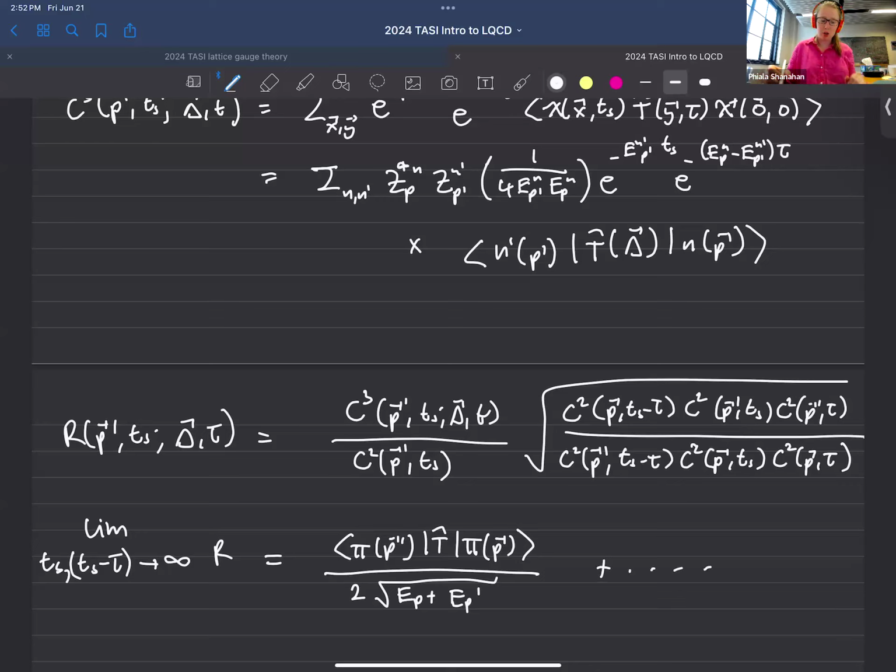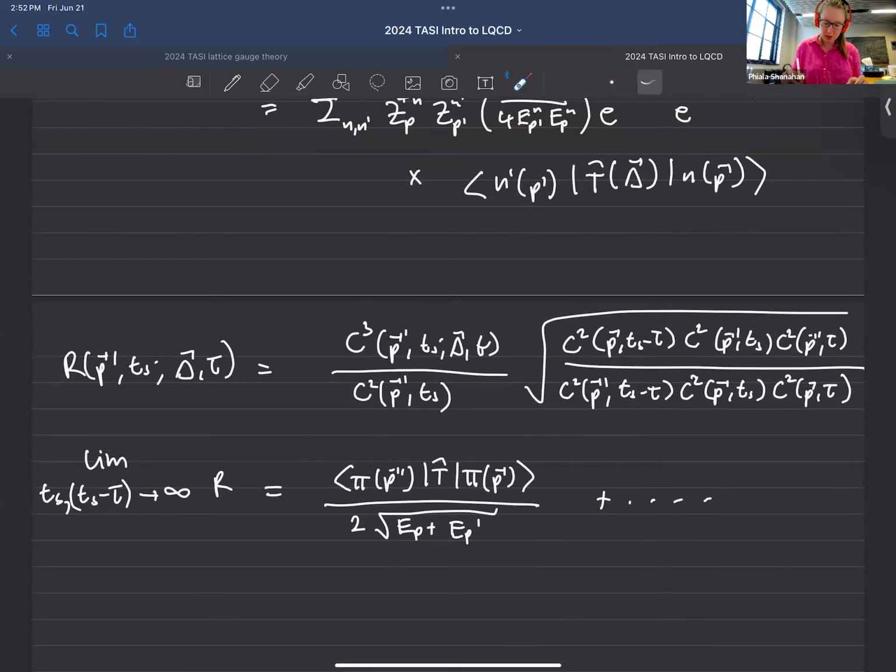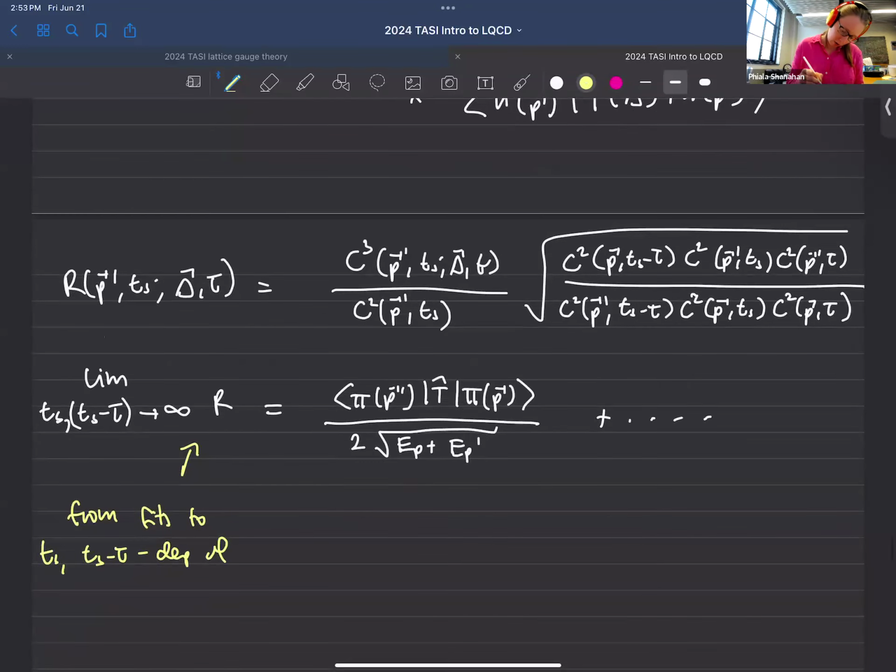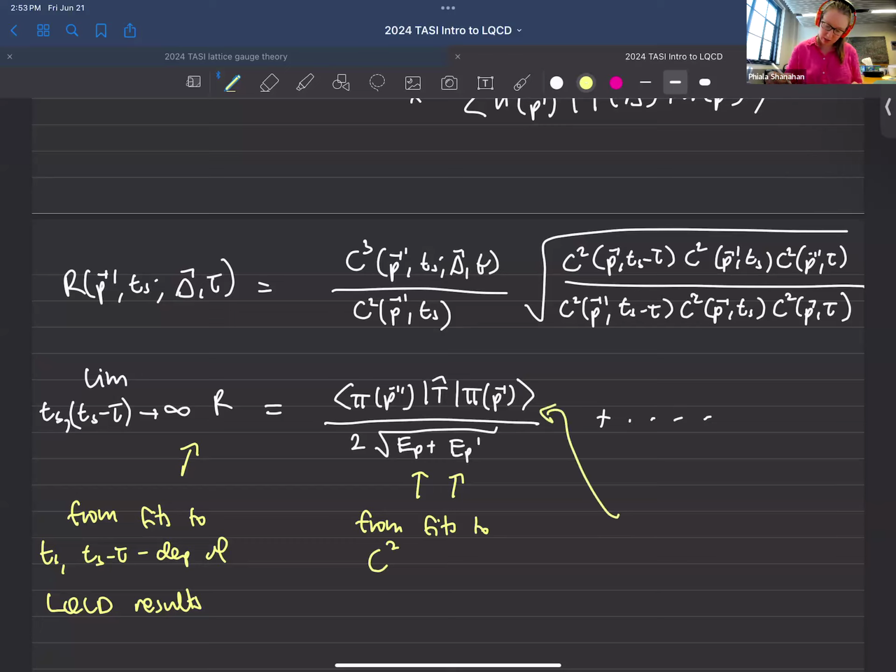Plus some exponential contaminating terms. So this is the matrix element we want. There's some energies here. We have to get those separately and divide them out. This limit of this ratio is what we extract from fits, right? So this, from fits to the TS and TS minus tau dependence of LQCD results. We get these from fits to C2. And this thing here, that's what we want.